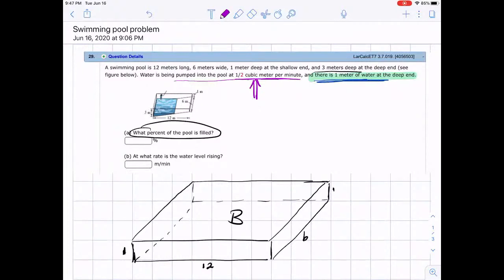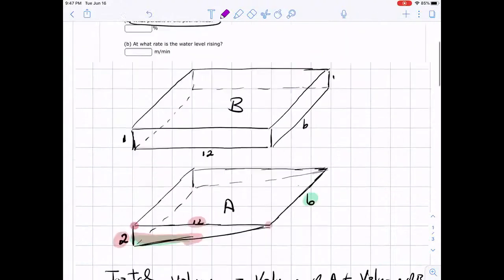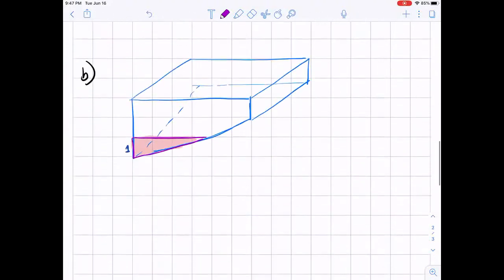Cubic meter per minute. Well, it's something over time, okay? So time is changing. And cubic meter, cube, is volume. So that is dV/dt. So dV/dt is 1/2. Okay? So that means that will help us here. dV/dt, this is given.